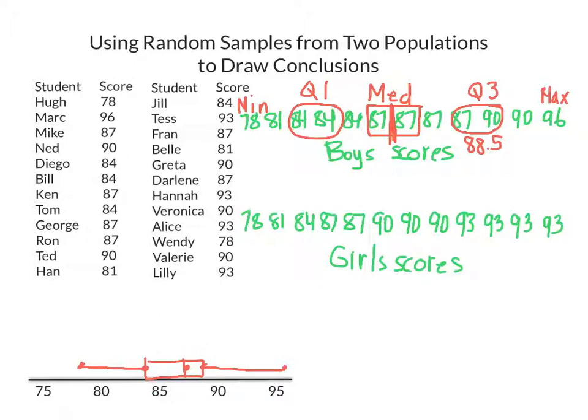Now let's go get the same numbers from the girls. Maybe we'll use a different color to make it a little bit easier to see. So the middle two, 1, 2, 3, 4, 5, 6 from the bottom and 6 from the top. This is our median. And again, two middle numbers, we split them in half. So 1, 2, 3 from the bottom and 1, 2, 3 from the top. This is our third quartile. And our max and our minimum.